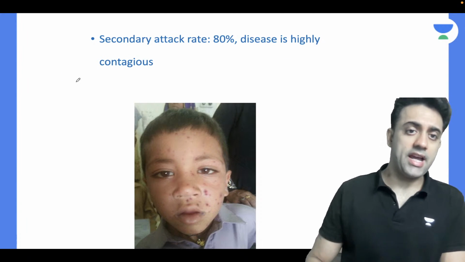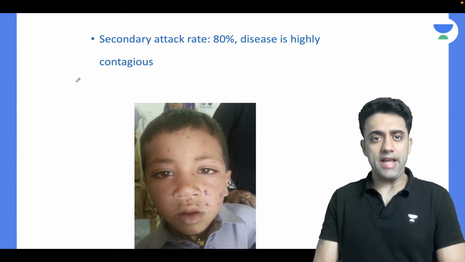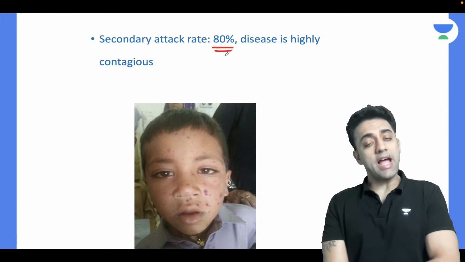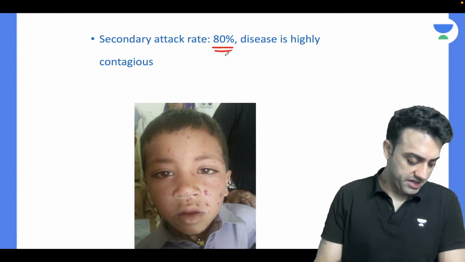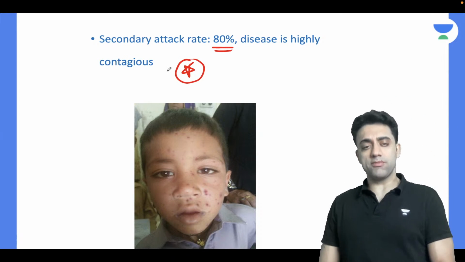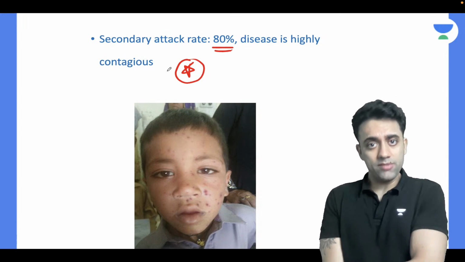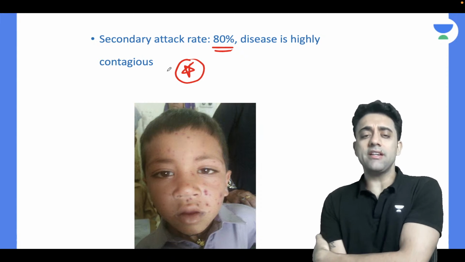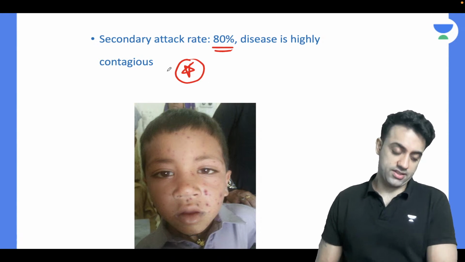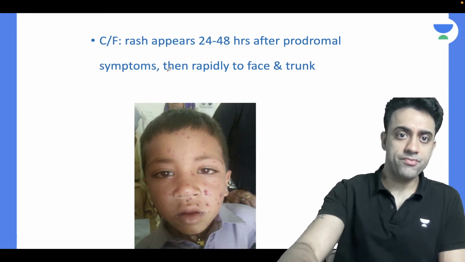And remember, very important, the secondary attack rate is also very high. The disease is highly contagious. Again, it's a PG entrance question: the secondary attack rate is roughly how much percent? In general, the secondary attack rate is 80% and the disease is highly contagious.